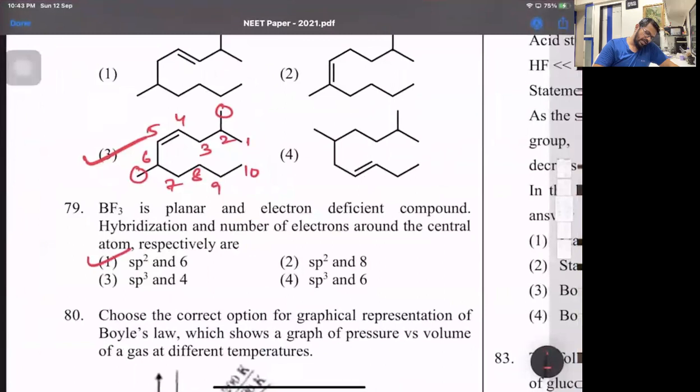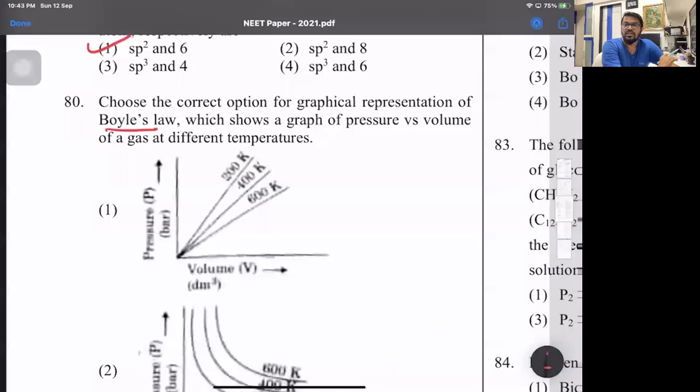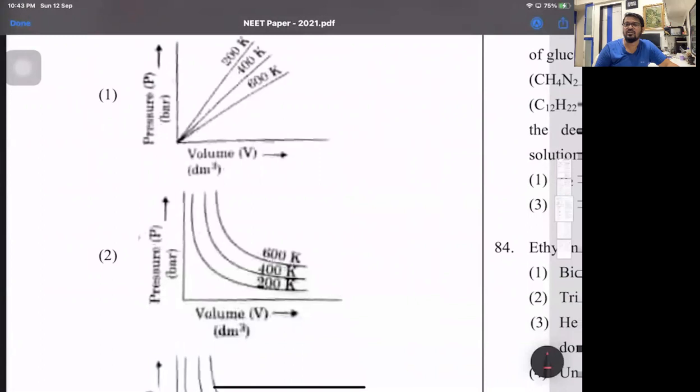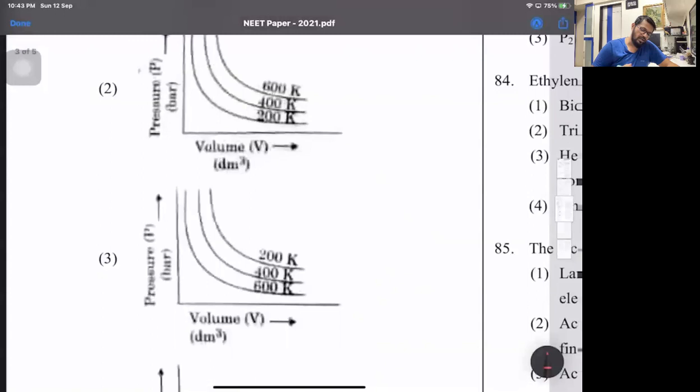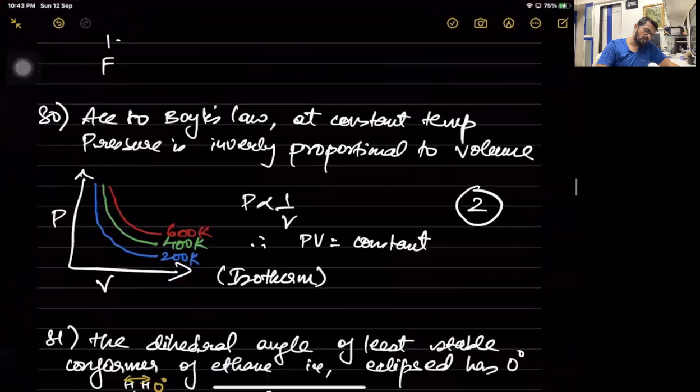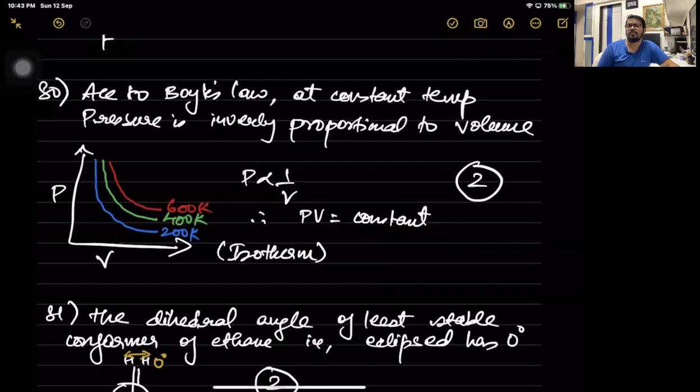Then the 80th one, choose the correct option with respect to Boyle's law. Boyle's law: at constant temperature, pressure is inversely proportional to volume. In other words, the product PV remains constant. So here, if you look at the graphs, this is one of the graphs printed in the textbook, just cut, copy, pasted over there if you see carefully. That graph is option 2 over there with respect to the temperature part. These are basically called isotherms. The product of PV remains constant at 200, 400 and 600 Kelvin. So 80 is 2.